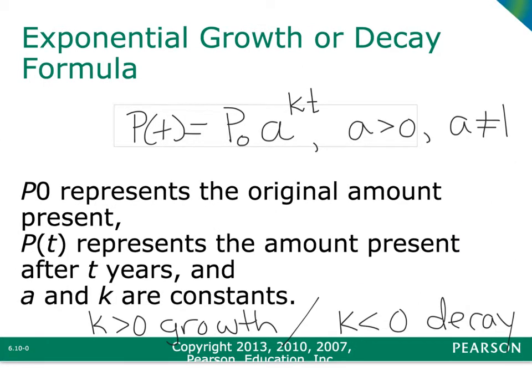If they give you a specific problem about population, often they will give you an exponential growth function that looks like p of t equals p sub 0 a to the kt. P sub 0 represents the initial amount or the original population. P of t represents the amount that's going to be present after t years has gone by. A is the base and k is your growth constant. So if the k value is positive, that means you have a growth equation. If the k value is negative, you have a decay equation.